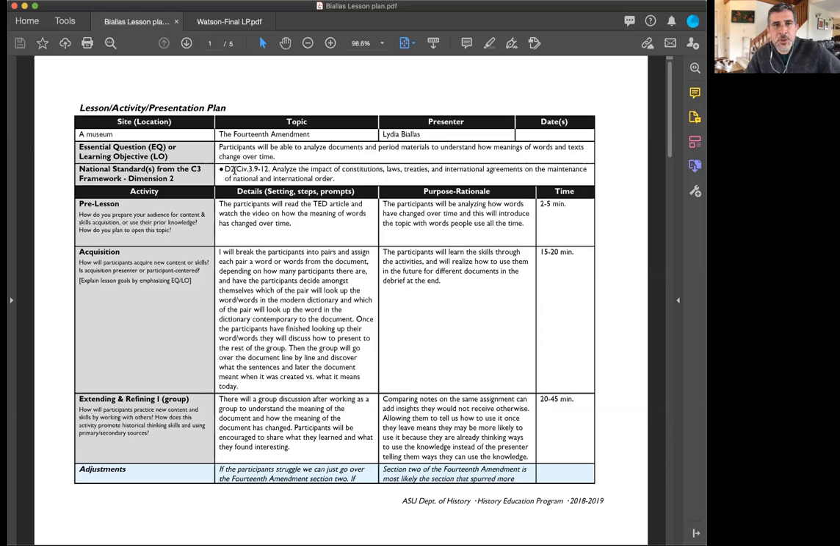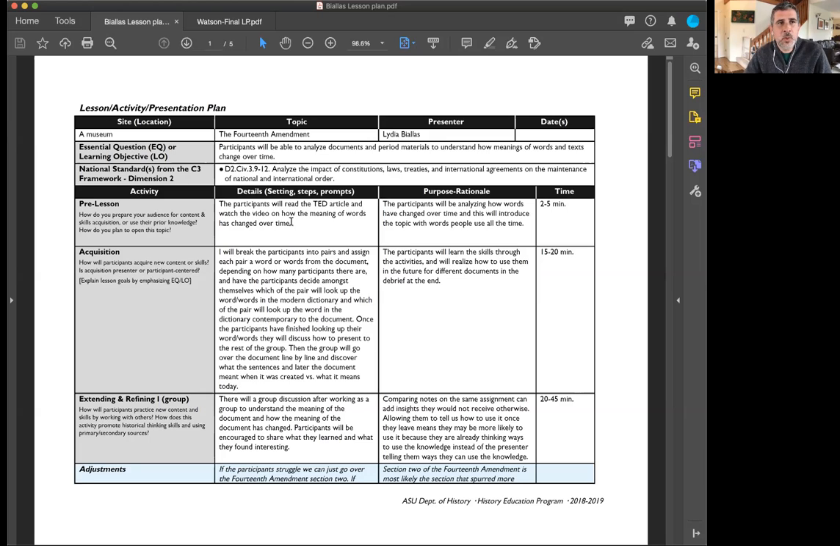And this student chose a C3 framework objective from civics based on the 14th Amendment. So it was more of a political slant. So it made sense to pick one from civics. Okay, so I just want to show you an example of these.